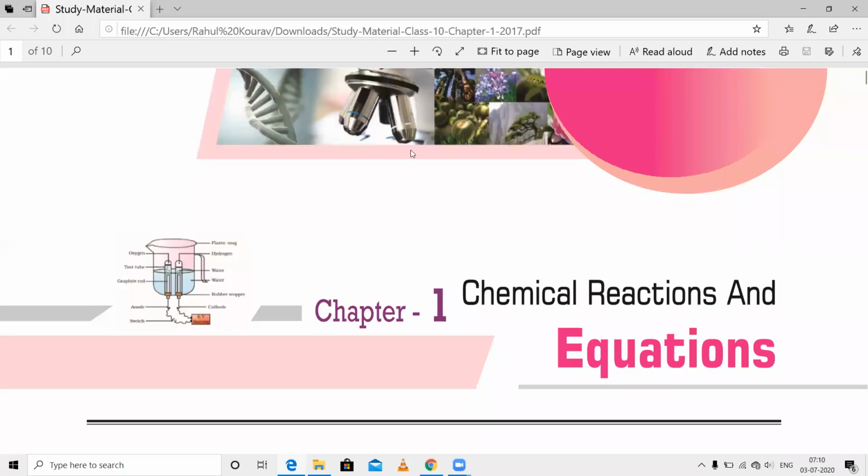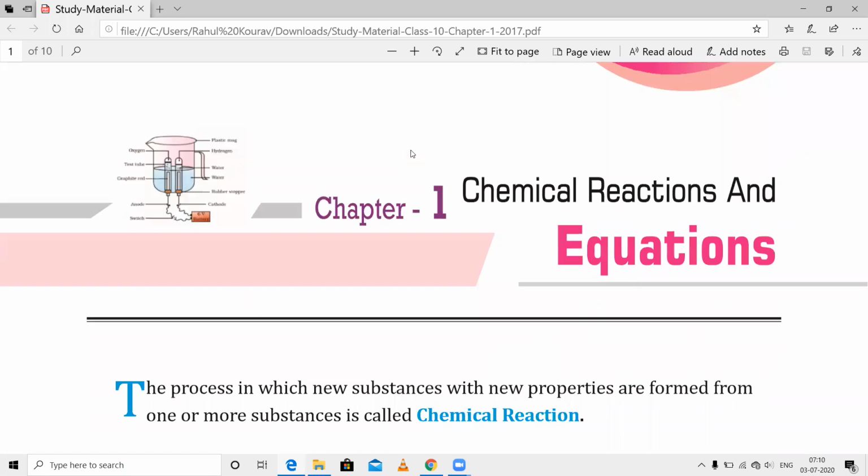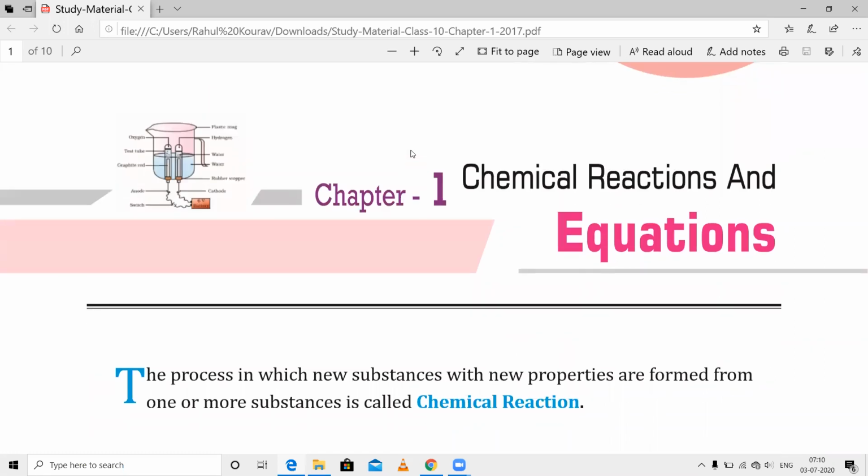Good morning, dear students. Today we are going to discuss chapter 1, chemical reaction and equation. In this chapter, we will discuss chemical reactions and how a chemical reaction is performed. For example, changes are of two types. You have studied in class 9th, that is chemical changes and physical changes.